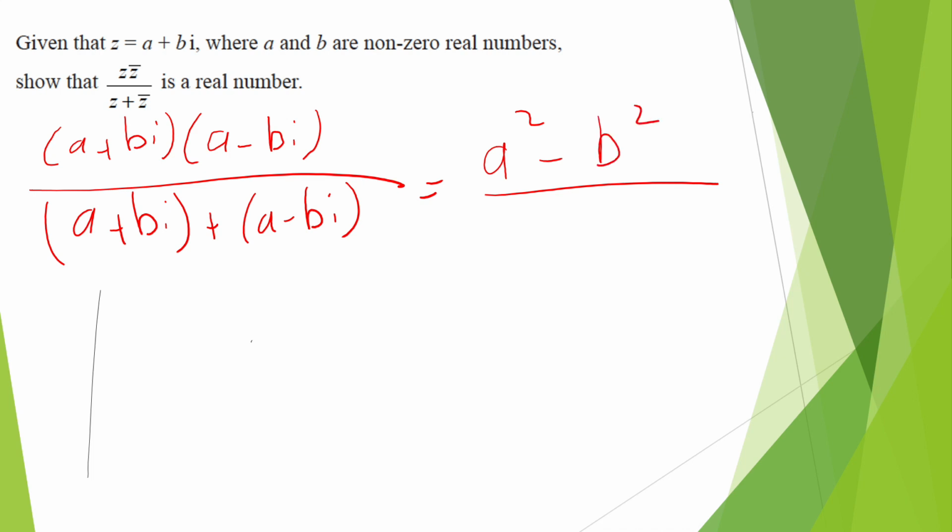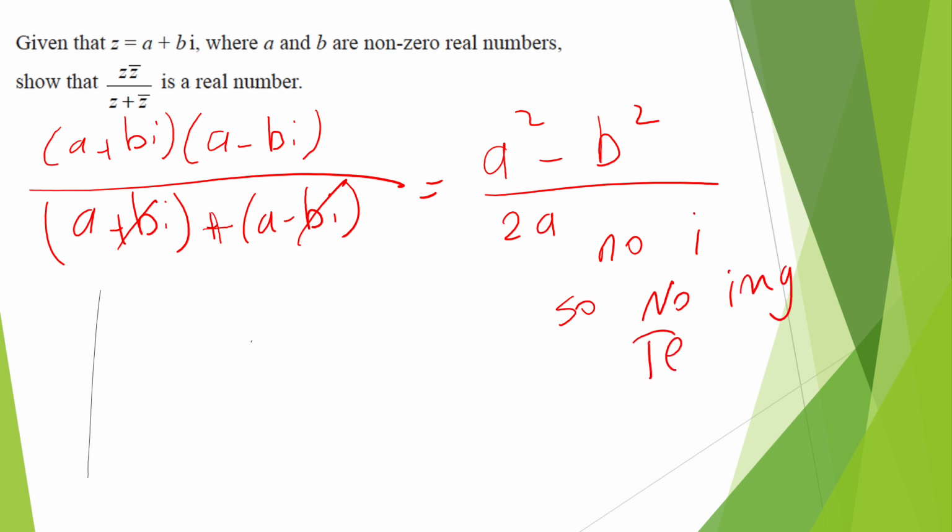by expanding a plus a is 2a, and then those will cancel out because I've got negative and positive in here because there's a plus between them. So because you can see there's no i, so no imaginary term, therefore it's proven.